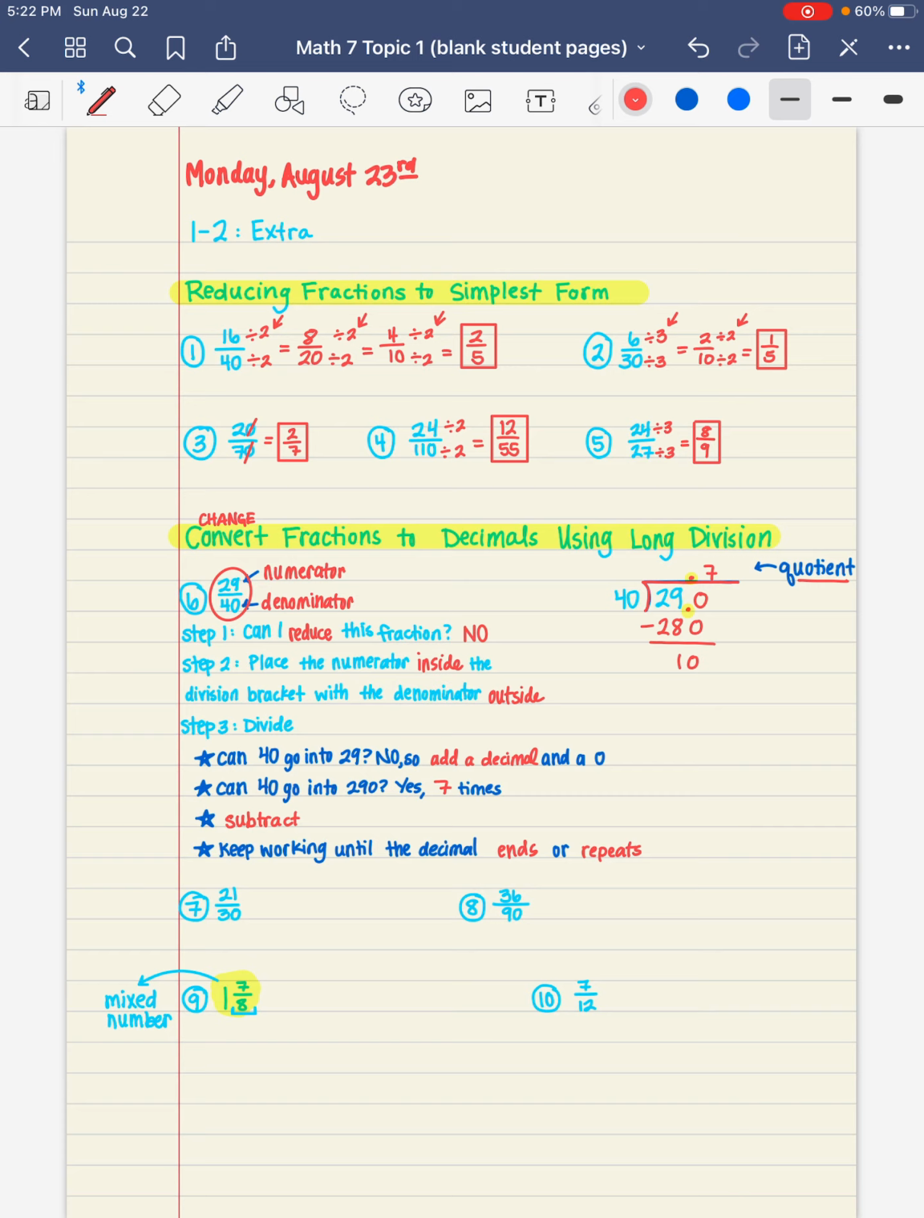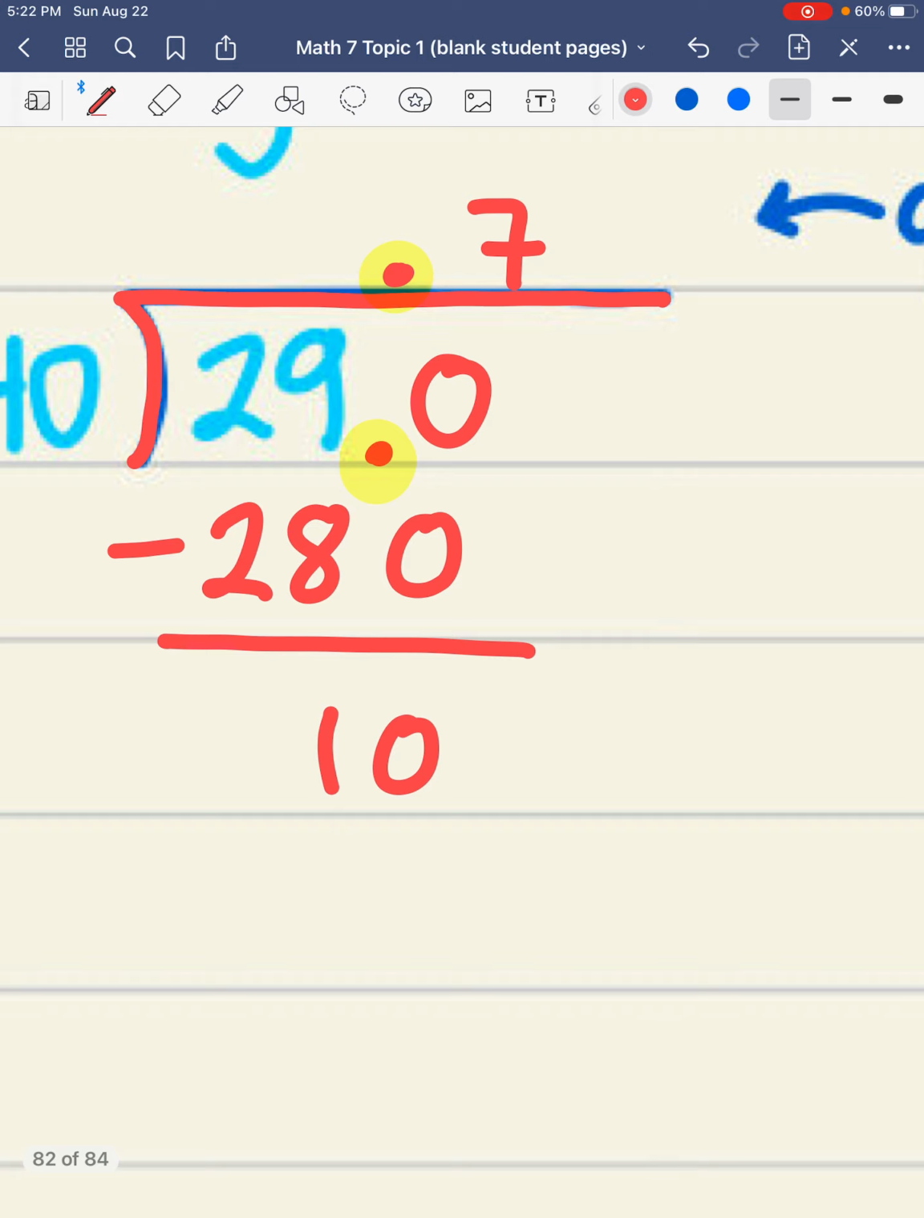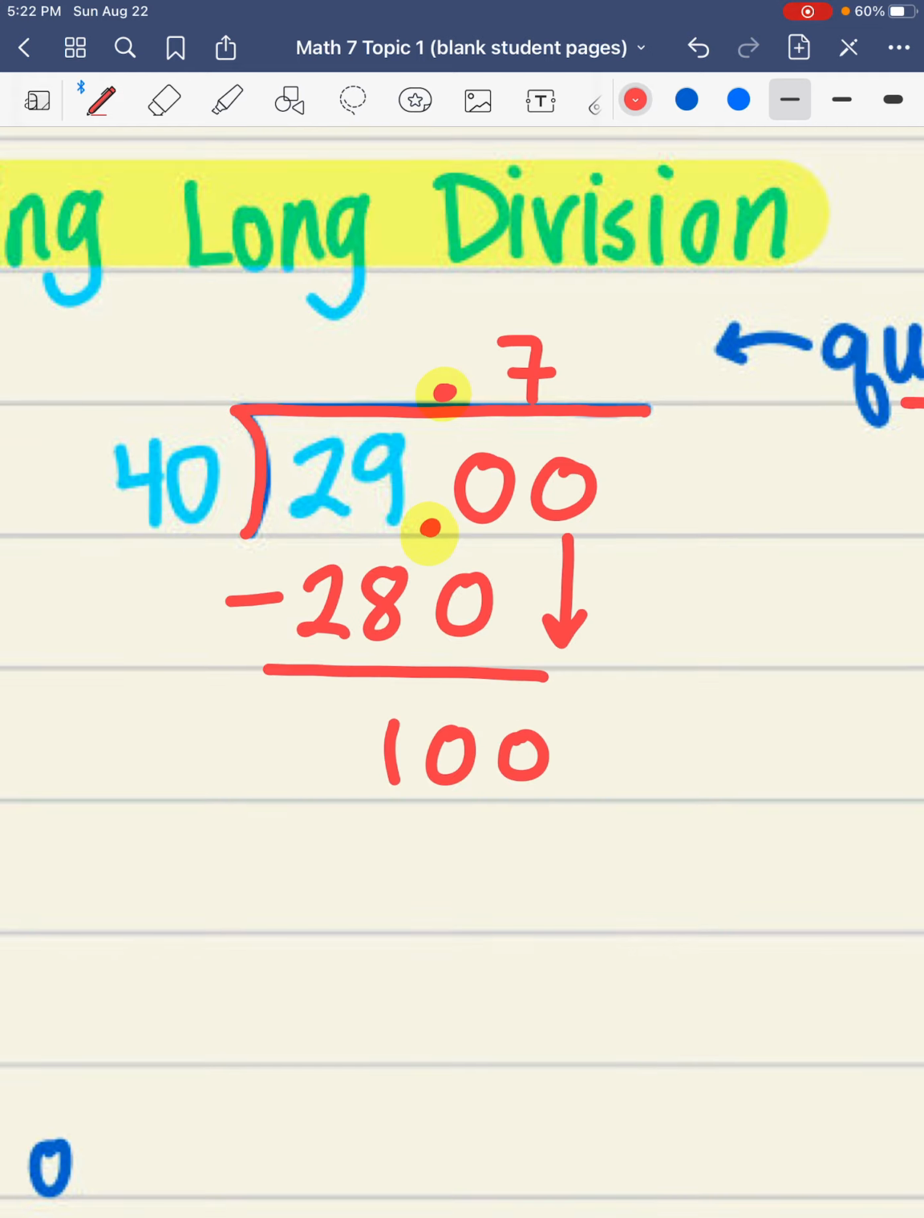Sorry, y'all. Okay, so we subtracted and we got 10. Now that we don't have a repeating decimal and it hasn't ended yet, what I'm going to do is add another 0 and bring that down. So now I'm going to ask myself, how many times does 40 go into 100?